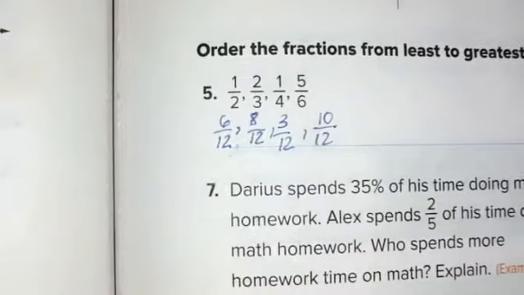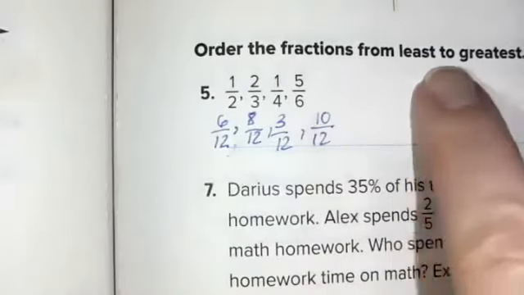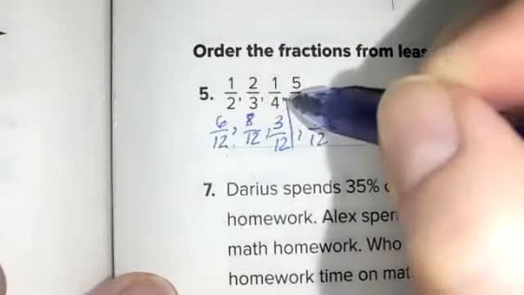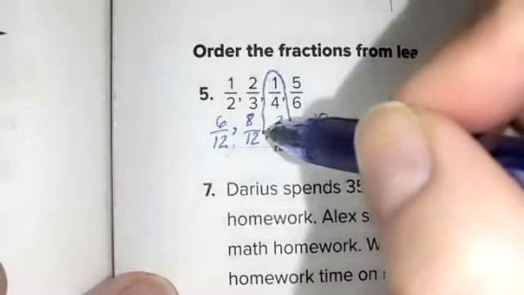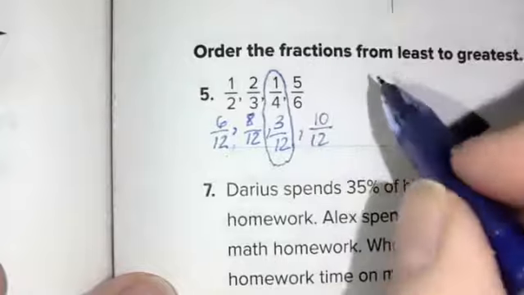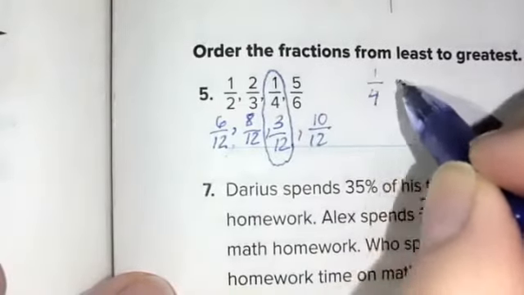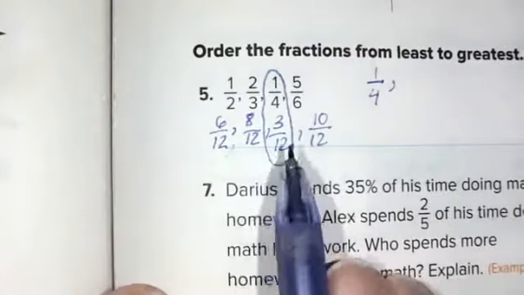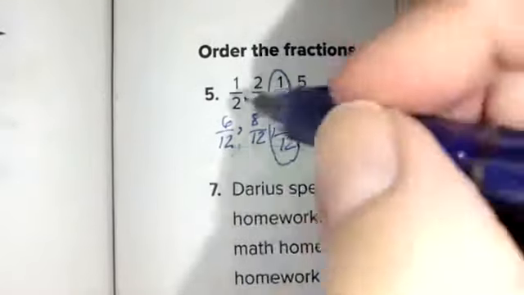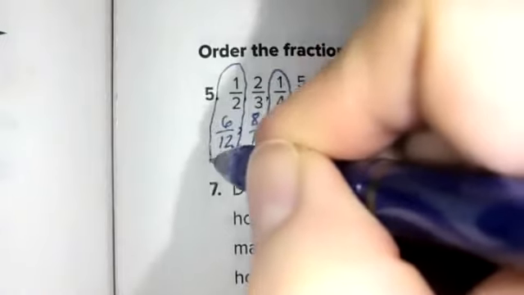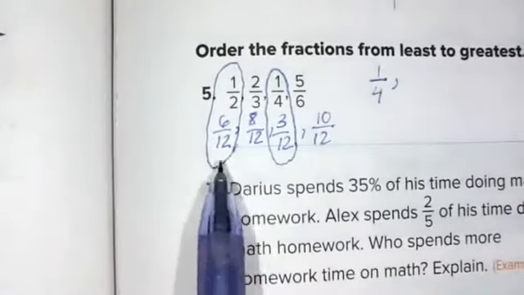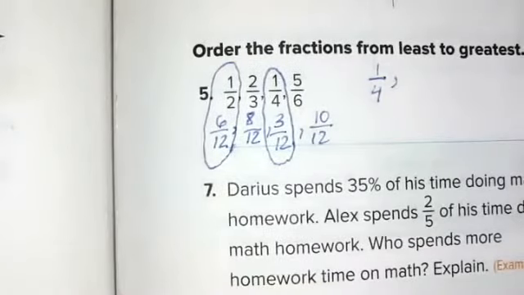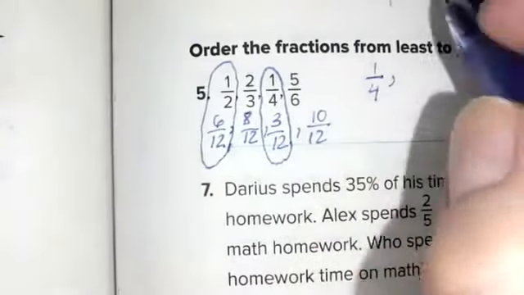Okay, so then we'll put them in order, and this was least to greatest. So the smallest one was the 3/12, which corresponds with 1/4. So 1/4 is the least of those fractions. Okay, the next smallest one, we have 6, 8, and 10. The next smallest one is the 6/12. But remember, 6/12 was not the number that they gave us. We were given the number 1/2. So 1/2 is the next smallest.